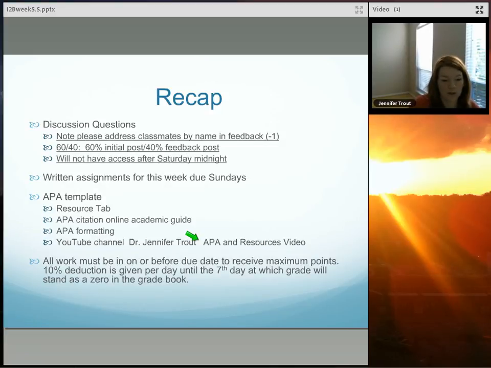And then, of course, for grading purposes, remember you have a 10% deduction on your late assignments per day up until the 7th day, which is the following Sunday midnight, when that closes and the 0 remains. So please make sure that you notate that.